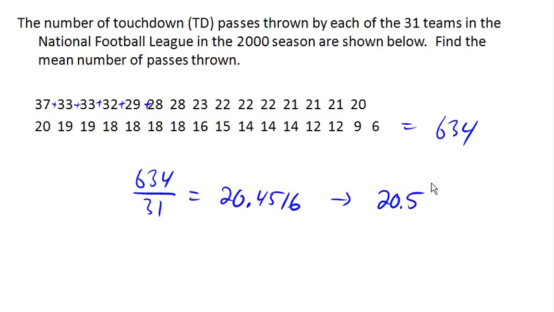It's common to round means to one decimal place more than the data originally had. So it would be most correct here for us to say the mean number of touchdown passes thrown in the NFL in the 2000 season was 20.5 passes, but it's certainly not uncommon to hear the word average used in place of mean, at least in common language.